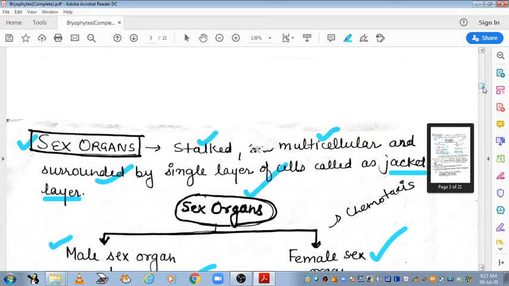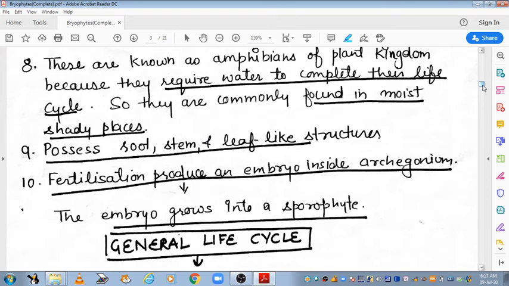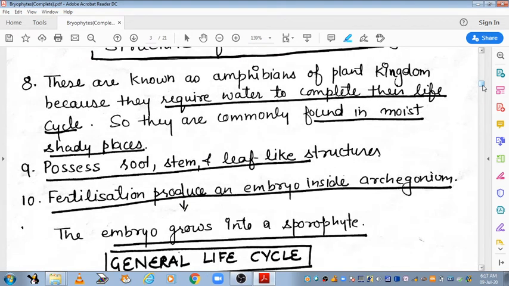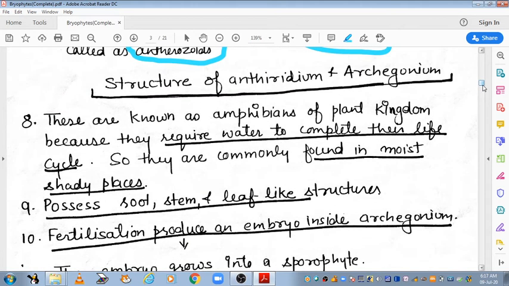Now, let's explain these structures, structure of antheridium and archegonium. We have explained the basic structure, that is antheridium has mainly two parts, sterile jacket and fertile cells, and archegonium has three parts, stalk, venter and neck. Now let's move to the next characteristic.